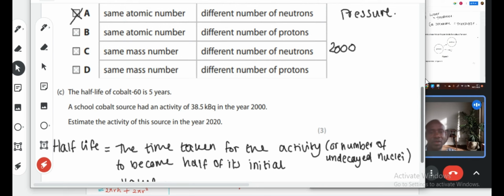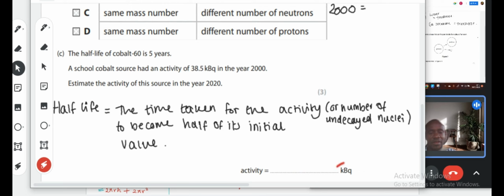Is the answer given in a different unit? The answer is still in becquerel. It's still in kilobecquerel. So you don't need to do any conversion.